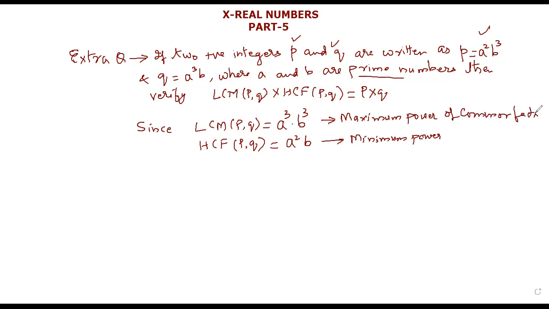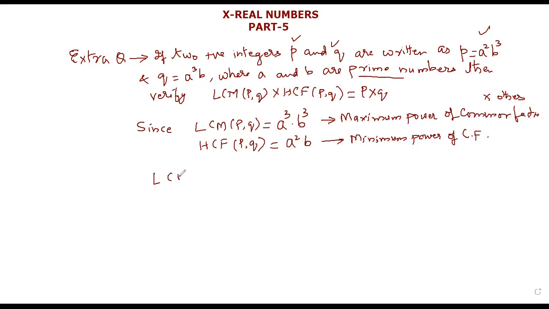And in LCM, only the minimum power of common factors is not enough. Don't forget that if you take only the common factors, then it will not be an LCM. For the rest of the numbers, if C is also there, you have to write C also. So here we only take the minimum power of common factors. Now we have to verify.